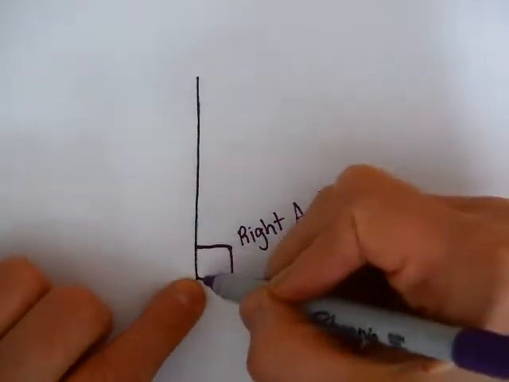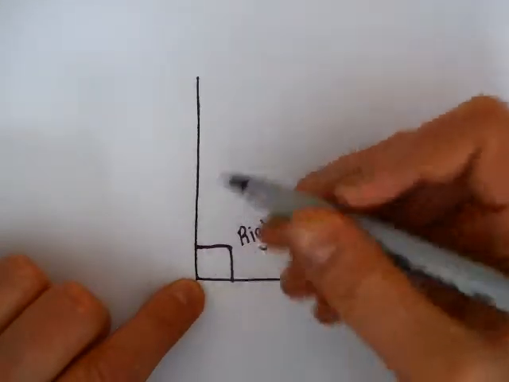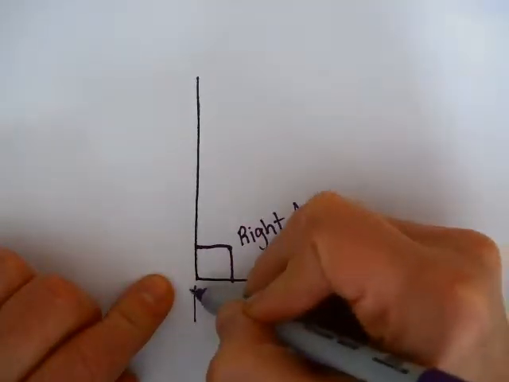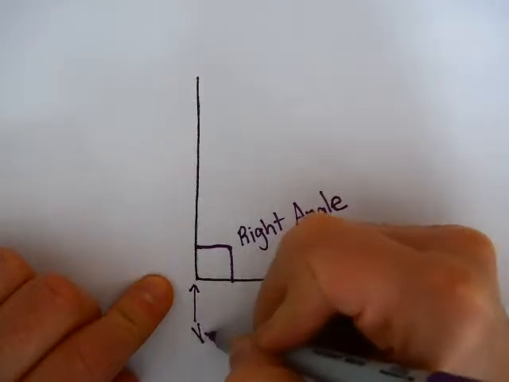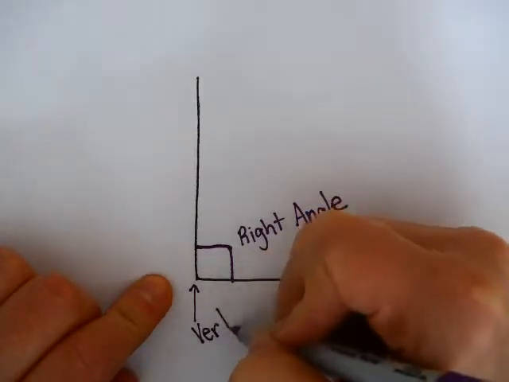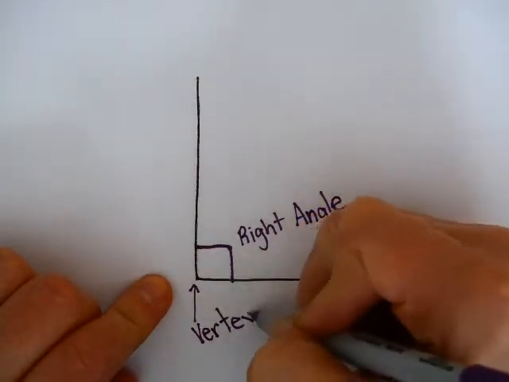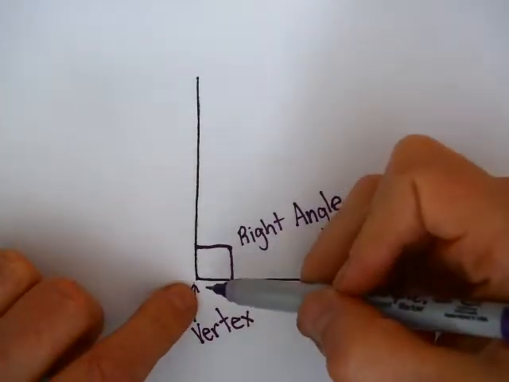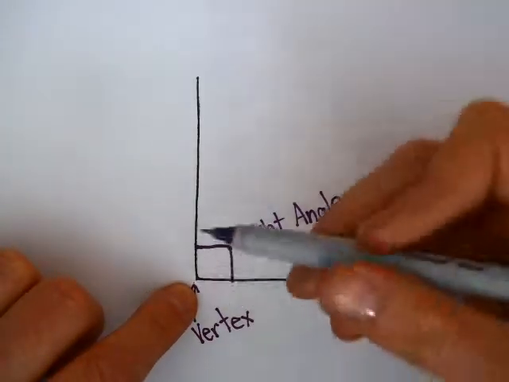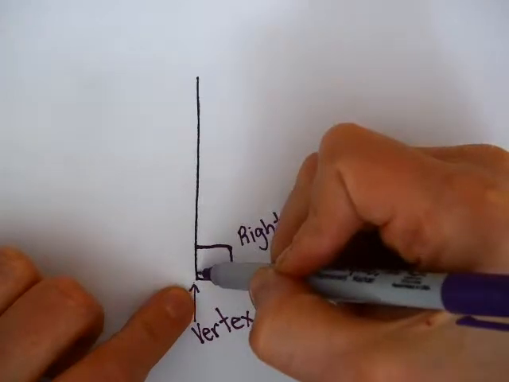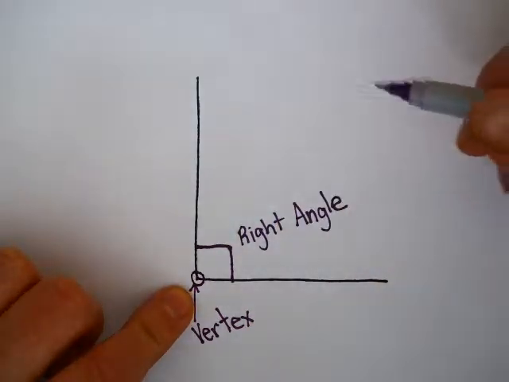This point in here, where we're making this angle from, is called the vertex. The vertex is a point. So if you hear the vertex of an angle, it's going to mean the point where that angle is. All right?